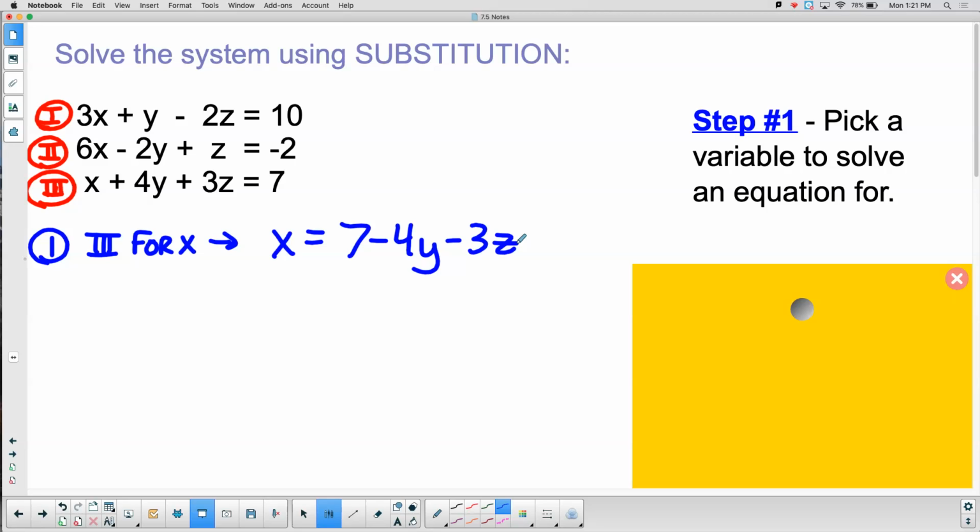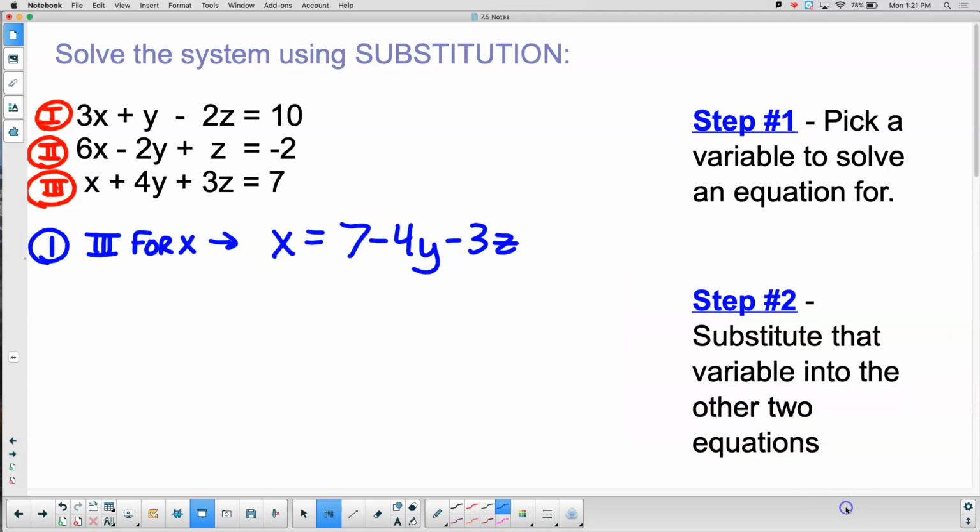Last week, what did we do for step 2? Plugged it back into the other equation, right? This week, now what are we going to do? We're going to plug it into both equations. So we're going to take that which we just solved for, and we're going to plug that into both of the equations that we just had.